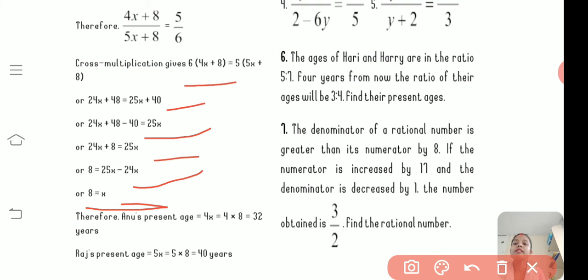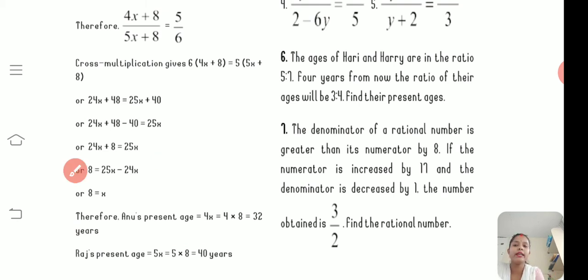Therefore, Anu's present age, which we had taken as 4x, with x equal to 8, is 4 into 8, that is 32. And Raj's present age, which we had taken as 5x, will be 40 years.